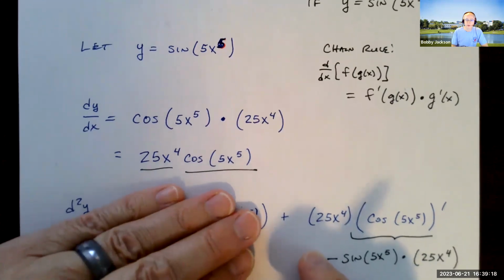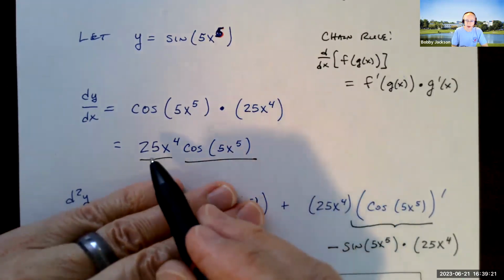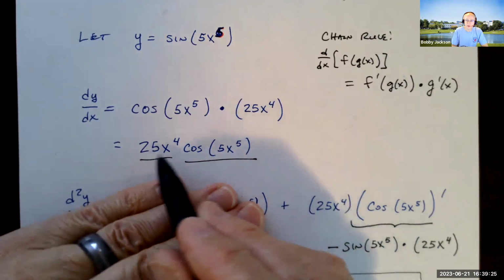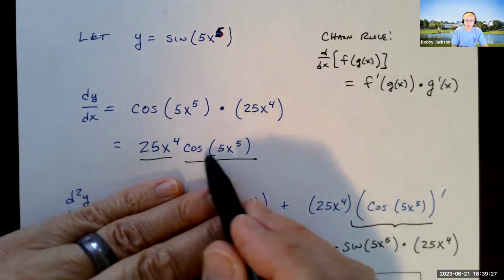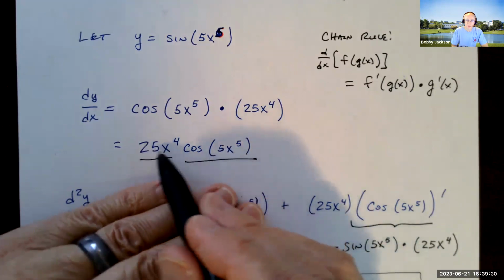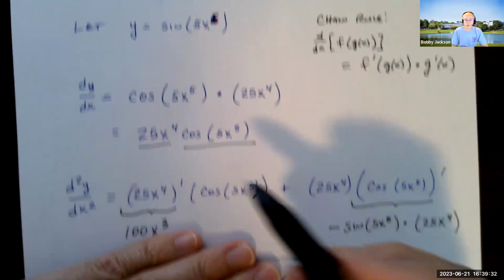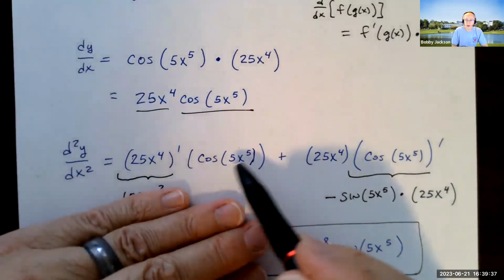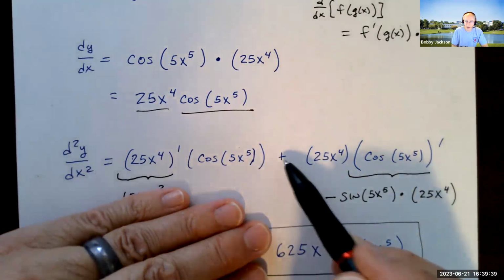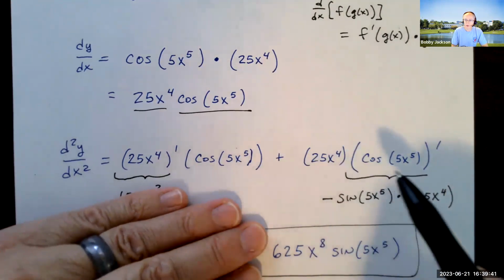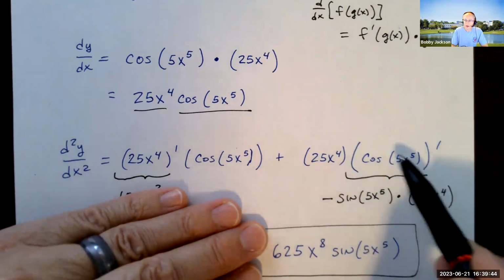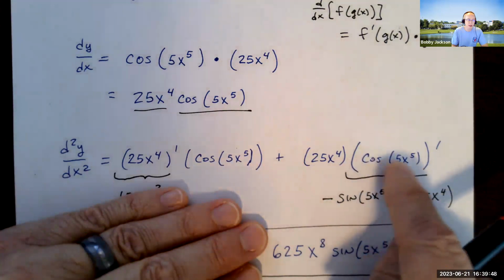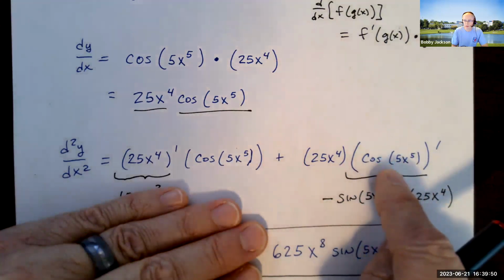Now, to find the second derivative, what rule do I have to use? I've got a product of two functions, 25x to the fourth times cosine of 5x to the fifth. So I have to use the product rule, right? So I take the derivative of 25x to the fourth times the cosine of 5x to the fifth, plus 25x to the fourth times the derivative of cosine 5x to the fifth. And of course, here we're going to have to use the chain rule.